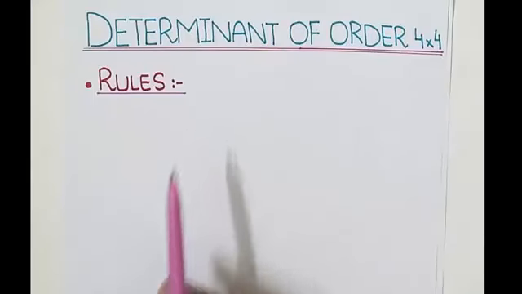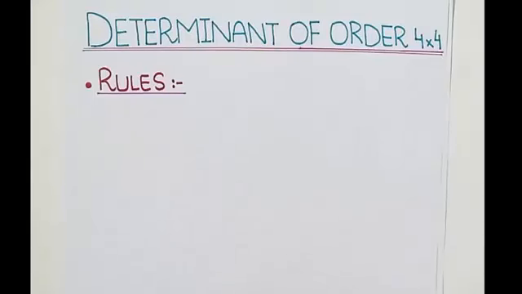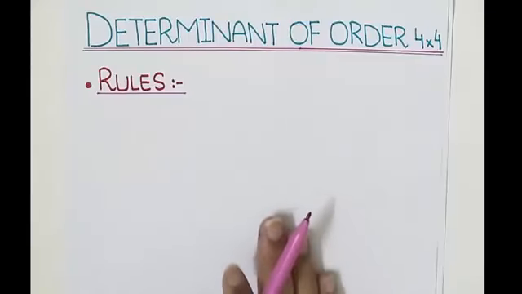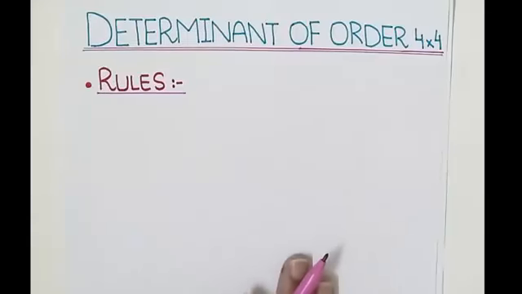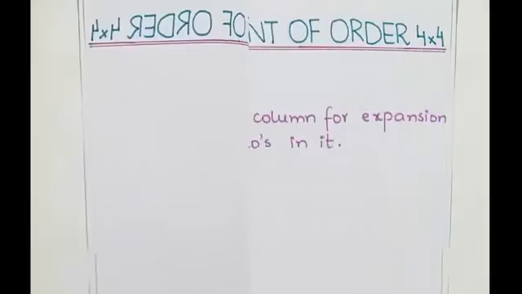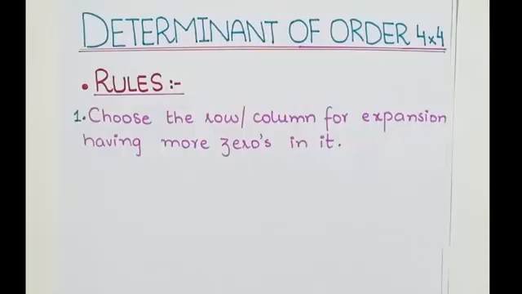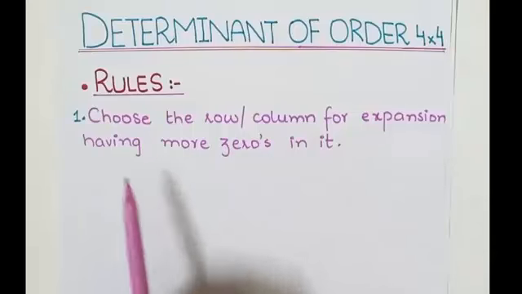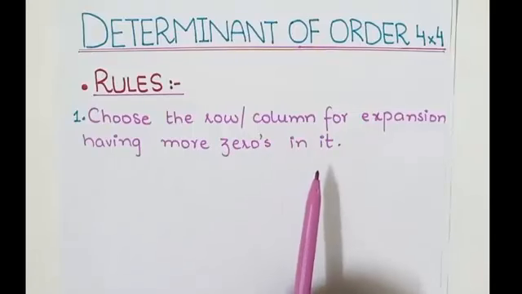There are some rules, two to three rules, on how to find the determinant of 4 cross 4 order. First we will learn those rules, then we will take an example to understand this concept. So rule number 1 says choose the row or column for expansion having more zeros in it.